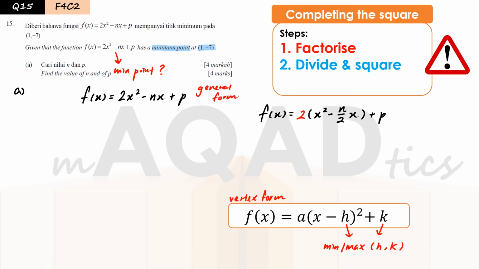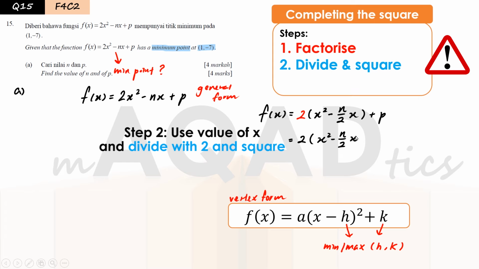So now, the second step is to divide and square. Okay, so it means that I will be using the value of x, which is negative n over 2, to add and minus something at the back. Okay, so what I'm going to do is I'm going to add the value of x, which is negative n over 2, and I divide by 2 and I square this value. Right? So it will be negative n over 2 and square it.